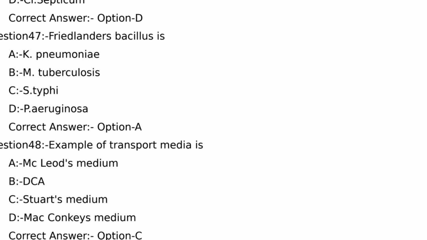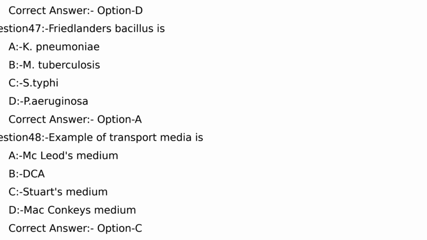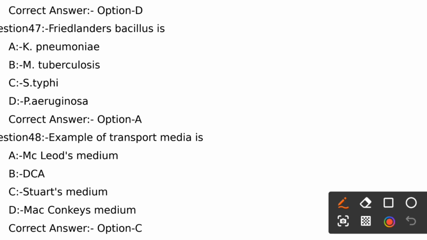Next question. Friedlander's bacillus is option A Klebsiella pneumoniae, option B Mycobacterium tuberculosis, option C Salmonella typhi, option D Pseudomonas aeruginosa. Who described Friedlander's bacillus? Carl Friedlander is a scientist who first described Klebsiella pneumoniae. So the right answer is option A. Klebsiella pneumoniae is the Friedlander's bacillus.